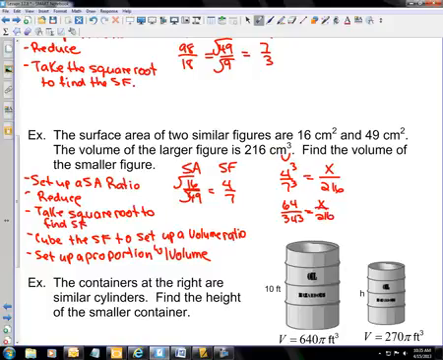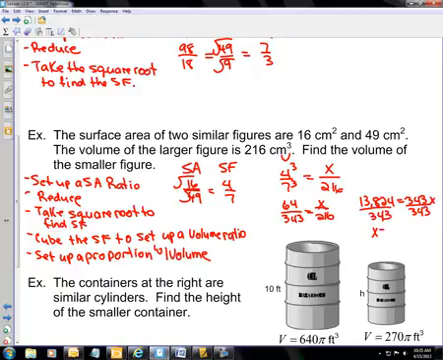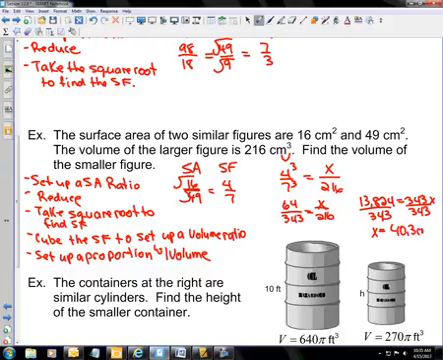I'm going to cross multiply. 216 times 64 is 13,824 equals 343X. 13,824 equals 343X. Divide both sides by 343. And X is 40.3 centimeters cubed, which is the volume of the smaller.